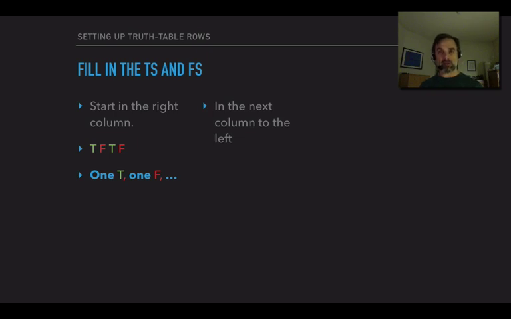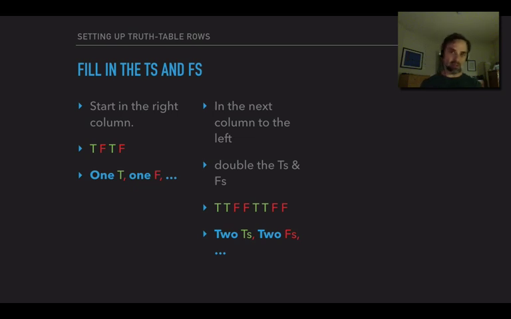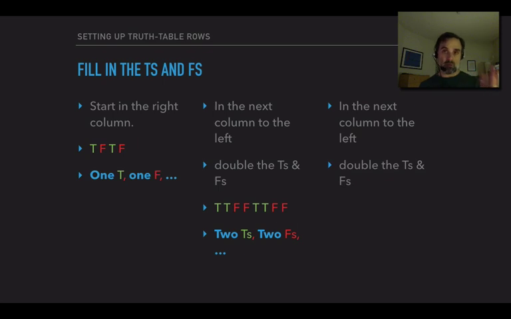And then in this column, we double the T's and F's. So we'd have TT, FF, TT, FF. So we'd have 2 T's, and then 2 F's, and 2 T's, and then 2 F's until we're done. And we repeat this. So then if there are more columns, we go to the next column to the left. And again, we double the T's and the F's. So in the previous column, we were doing 2 T's and then 2 F's. So this time we do 4 T's, and then 4 F's, and then 4 T's, and then 4 F's until we're done.